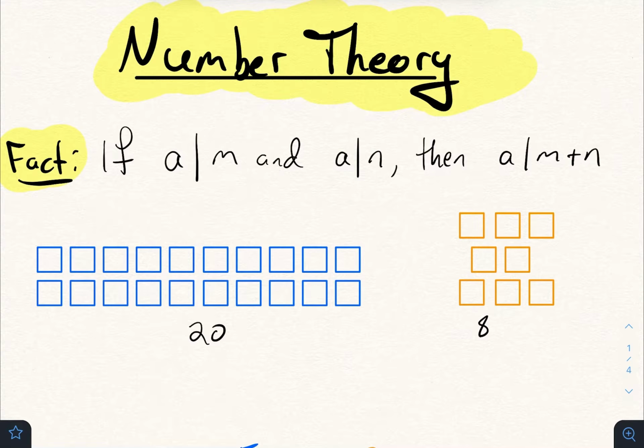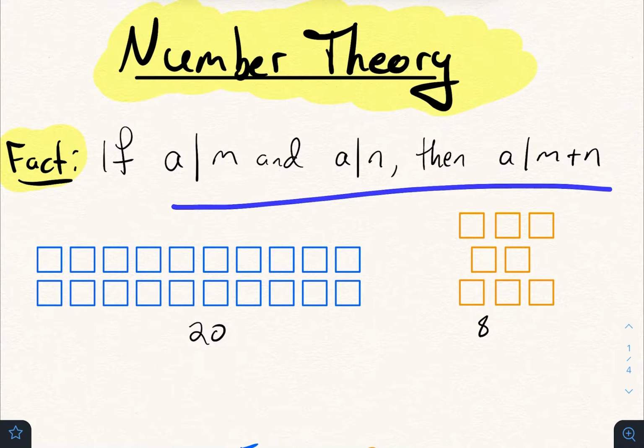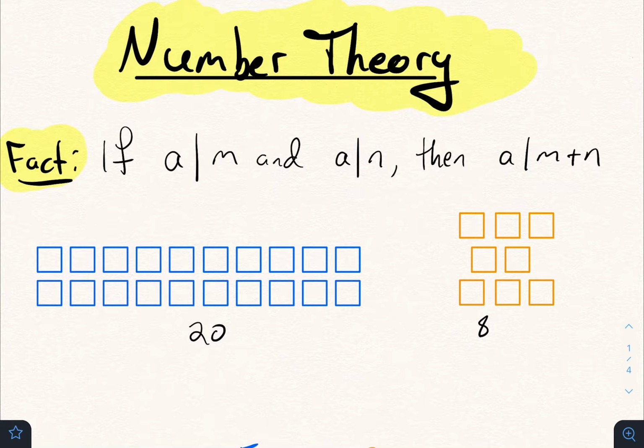If a divides m and a divides n, then a is going to divide m plus n. This is a seemingly arbitrary sequence of letters and symbols that makes no sense the first couple times that you read it. This is a surprisingly useful tool in number theory, and really in all different areas of math.